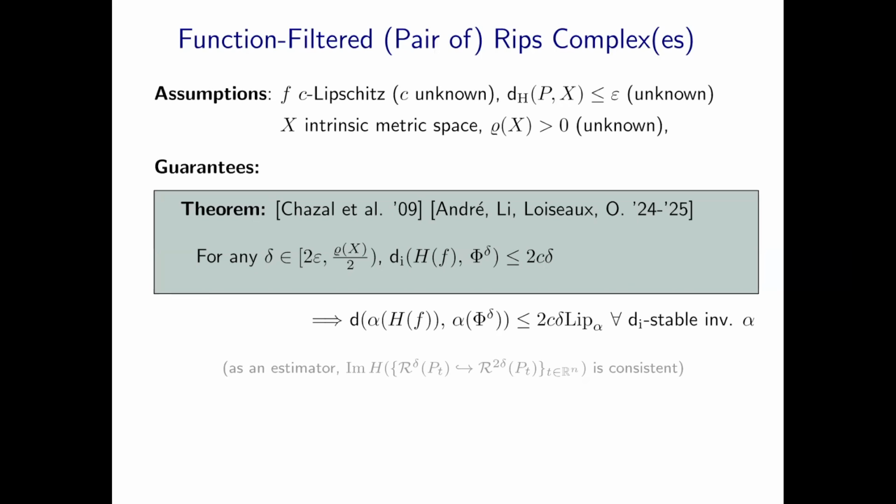Okay, but delta should go to 0 at the limit, but not too fast, because if it goes too fast to 0, it will fall out of the range 2 epsilon, especially it will become smaller than 2 epsilon, which is forbidden here. Okay, so this result really means that as an estimator, phi delta is consistent, it's converging.